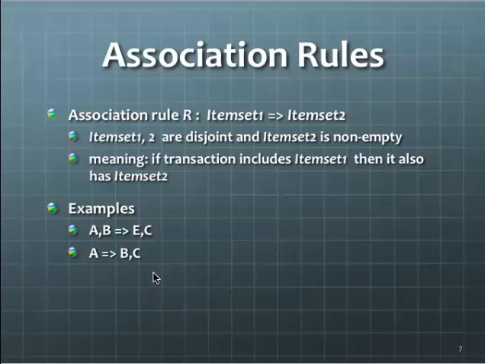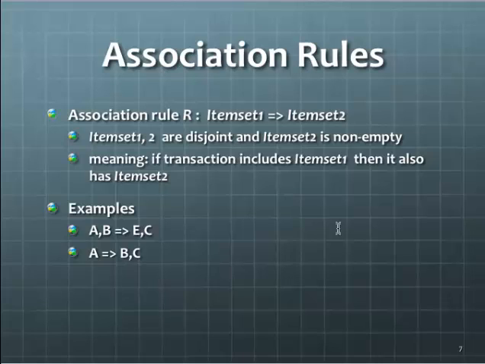Then let's go to the definition of the association rules. An association rule is an implication expression of the form itemset 1 to itemset 2, where in an association rule, itemset 1 and 2 should be disjoint, and itemset 2 should not be empty. It means that if a transaction includes itemset 1, then it will also include itemset 2.